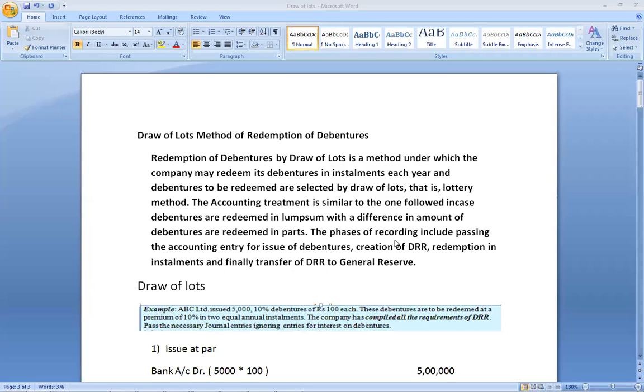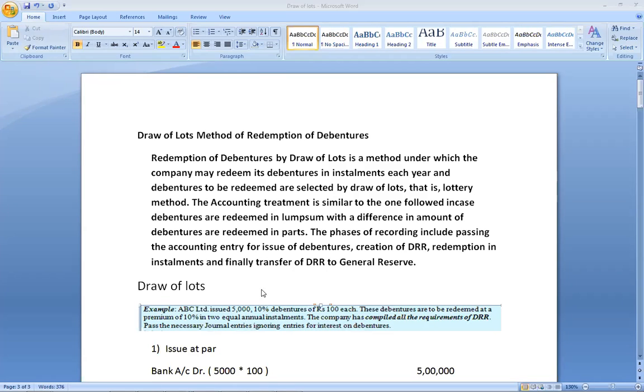So these entries are passed, and there is a due entry, the debenture due entry. Debentures can be due at premium or at par. You have to pass the entry. After paying the debenture holder, you have to encash the investment on the maturity, and you have to close the DRR in the last.